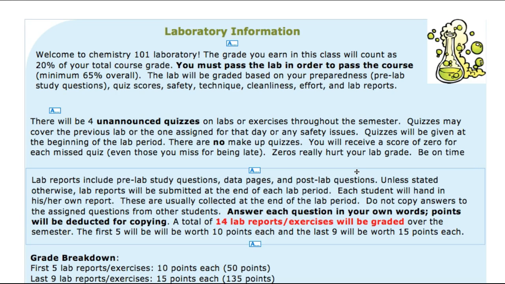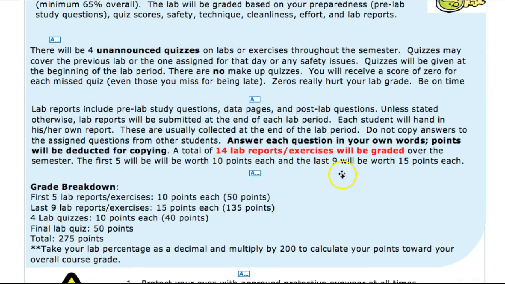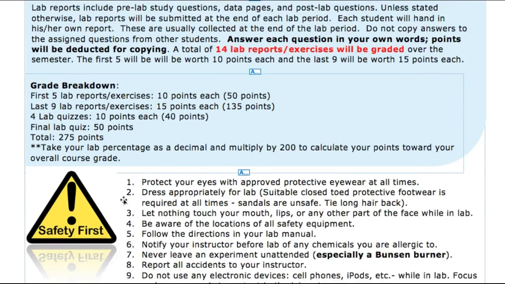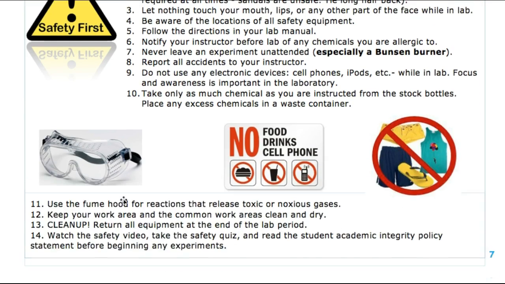You have to pass lab with a 65% overall. If we look at the breakdown, we have 14 lab reports that we're going to turn in. The ones at the beginning are worth a little bit less, so that way you can get some feedback, and the ones towards the end of the semester are worth more points. We have 4 lab quizzes that are unannounced, and then a final lab quiz at the very end. Here's some more information about safety, but again, we will talk about that on the first day of class.